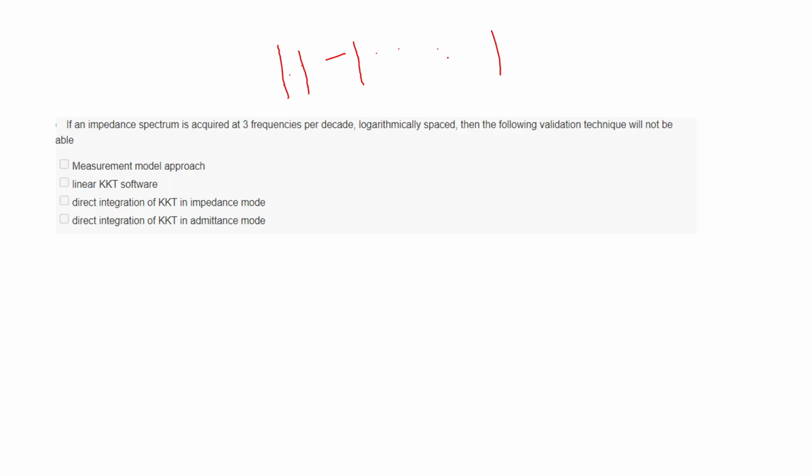From 1000 to 10,000 you're having only 3 points. So see how widely spaced the data is. In such a case, if you do KKT, it can say it is non-compliant. So here the answer is that the KKT model is not suitable. Irrespective of whether you do it in impedance mode or admittance mode, it will say it is KKT non-compliant. Okay. So that is the answer. I have discussed assignment 3 and assignment 6 completely. The next day we will do another assignment discussion.